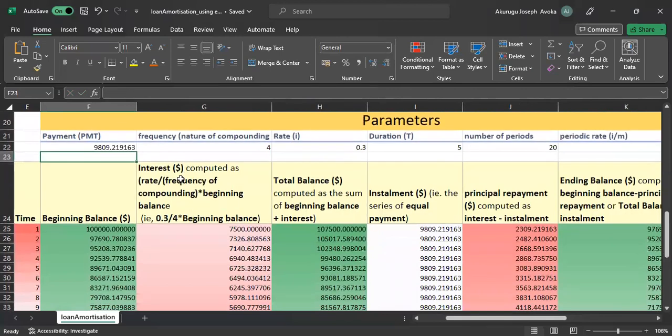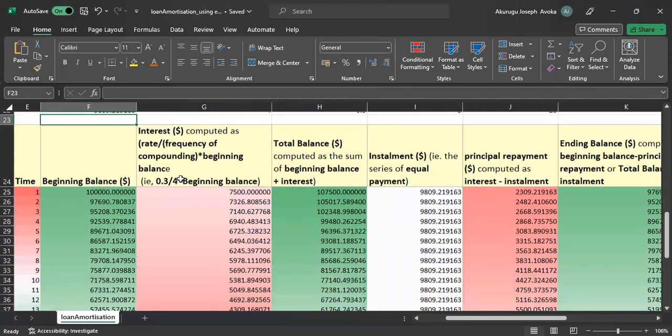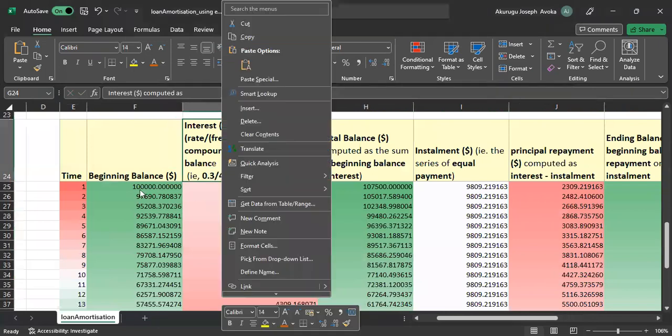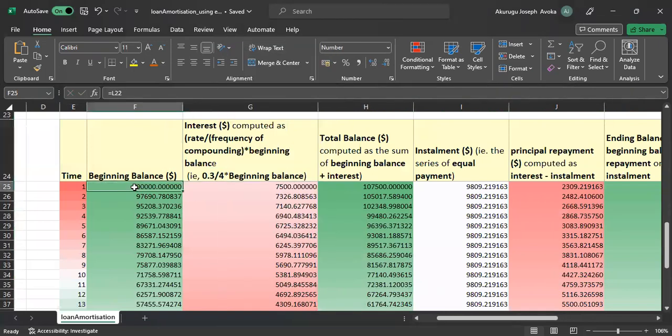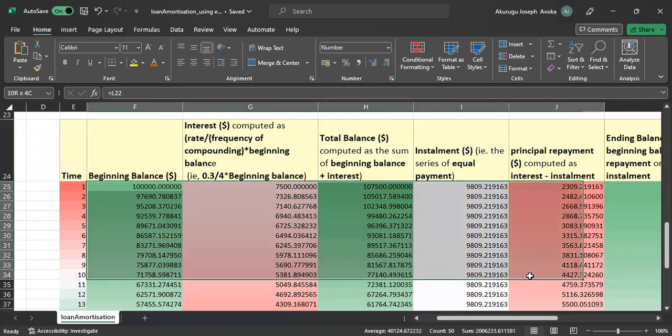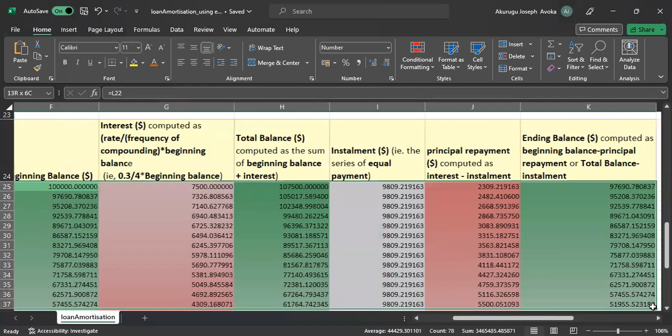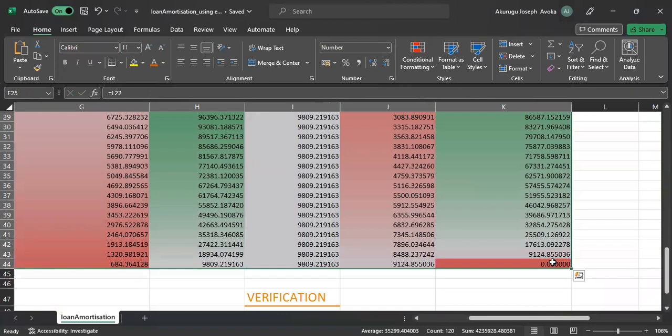Okay, so now that we have been able to get our payment, we can fill up this whole table. I think that will be the filling. I need to take all these values and take you through the process so that you get to know how things were done.